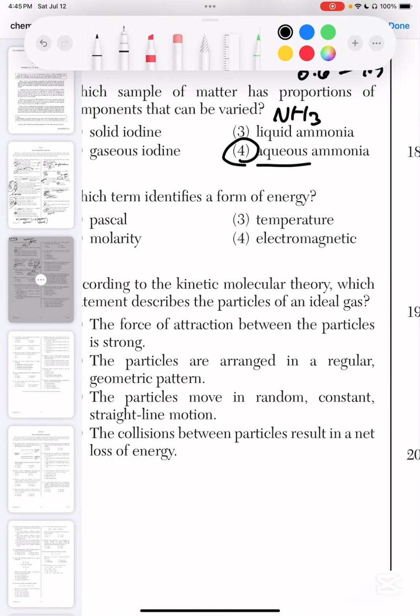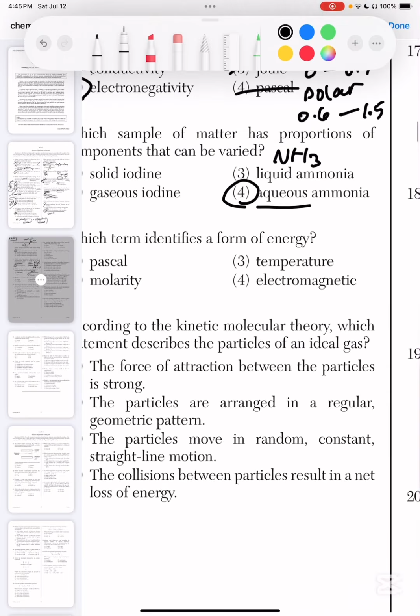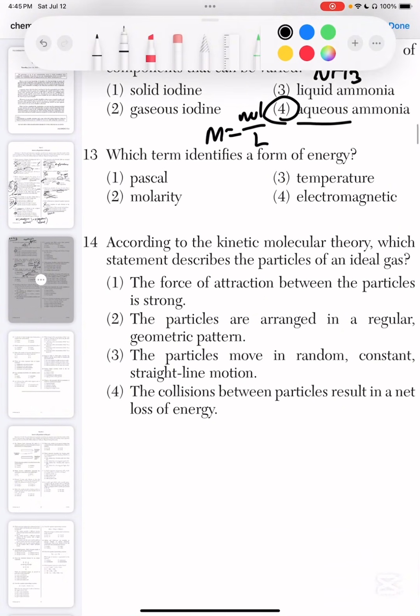So since aqueous ammonia is a solution, you can have concentrated aqueous ammonia or you can have diluted aqueous ammonia. It depends on how much solute you're putting in, right? If you think about molarity, it's moles over liters of solvent. So you can have varied proportions. You can put a lot of ammonia in a little bit of water, or a little bit of ammonia in whatever the solvent is.